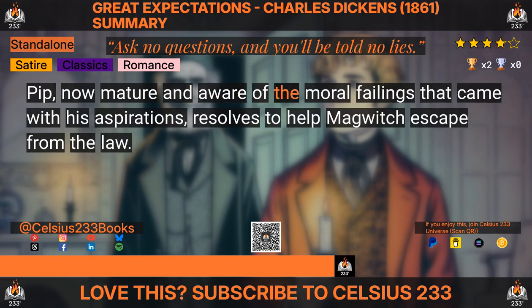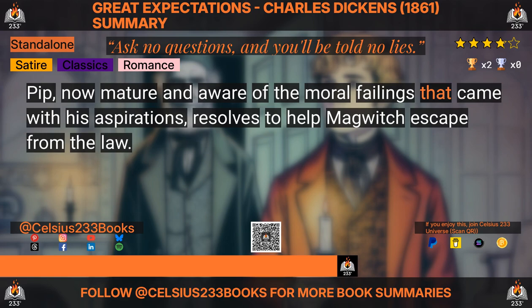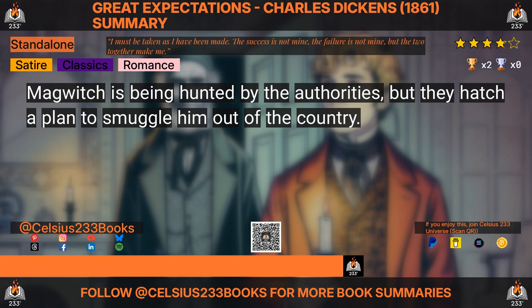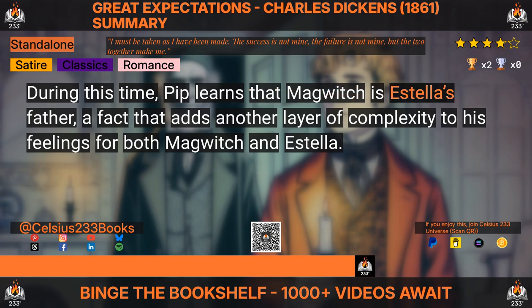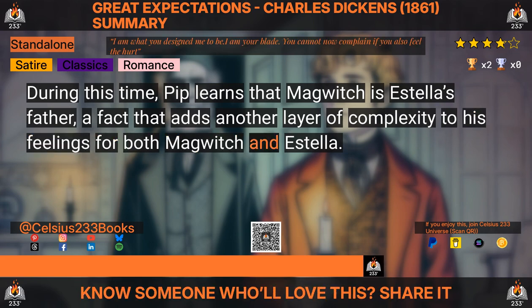Pip, now mature and aware of the moral failings that came with his aspirations, resolves to help Magwitch escape from the law. Magwitch is being hunted by the authorities, but they hatch a plan to smuggle him out of the country. During this time, Pip learns that Magwitch is Estella's father, a fact that adds another layer of complexity to his feelings for both Magwitch and Estella.